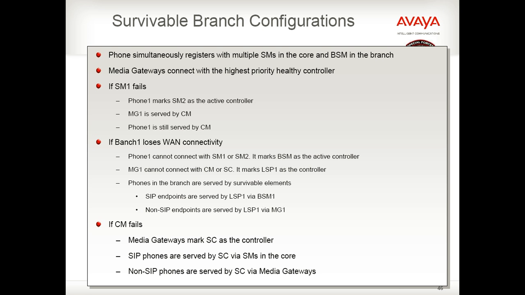So referring back to the local survivable processor mode, you have your branch processor to handle this, and the SIP endpoints are served by that branch session manager, and non-SIP endpoints are served by the media gateway. So if you had non-SIP endpoints in this scenario, you would obviously have SIP trunking and non-SIP trunking in this gateway to support both sets of devices.